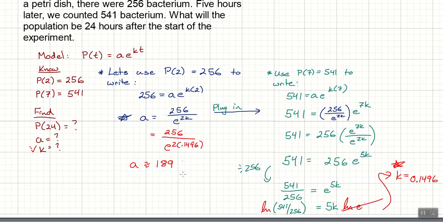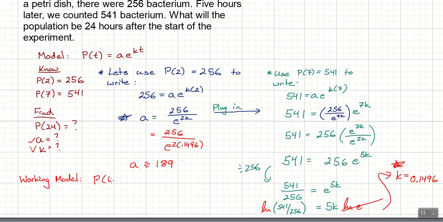Okay. We are so close to being done. We have everything that we need. Every single part of it. I'm struggling because I have this space here. But notice what we've just done. We found a, we found k. Do we now have a working model then? So here's our working model.